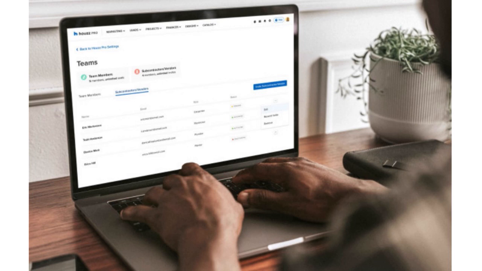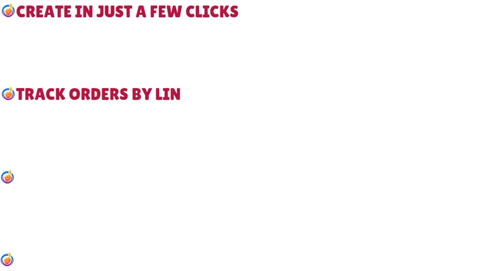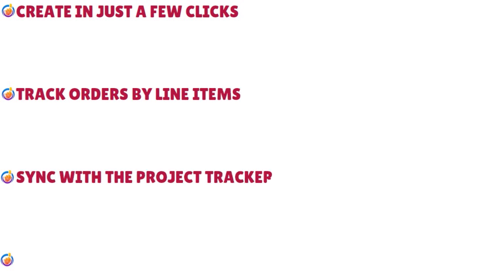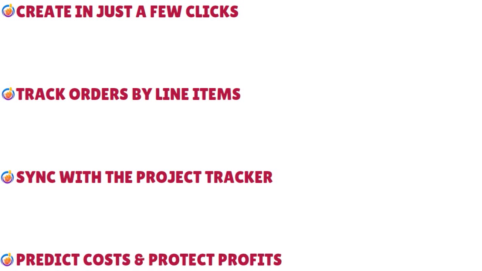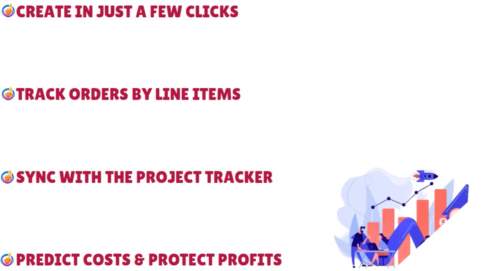When I talk about streamlining your PO strategy, I mean that through Hospro, you have the ability to create a proposal in just a few clicks. You can track orders by line item. That level of granularity is really wonderful. Also, you can sync with a project tracker and you can predict cost and protect profits. When we talk about protecting profits, we are speaking about profitability, that's for sure. But most importantly, we are also talking about cash inflows and cash outflows. So this really adds an extra layer of liquidity management to your strategy overall, and that's really fantastic.